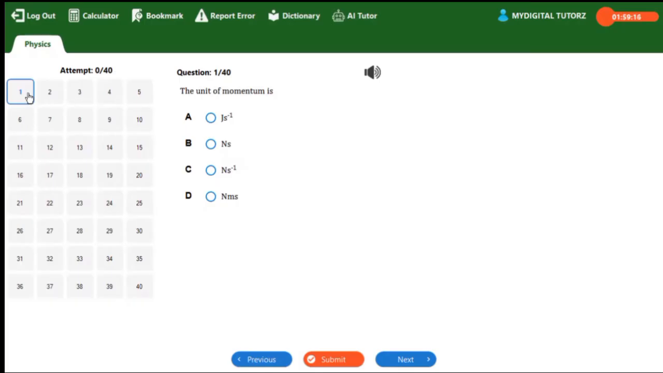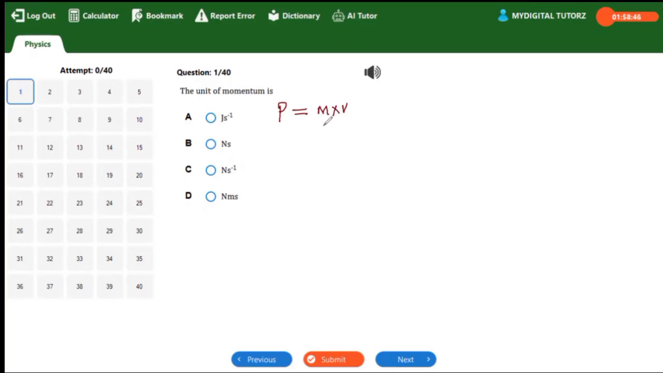So the first question says, the unit of momentum is A, joule per second, B, Newton second, C, Newton per second, and D, Newton meter second. So what is momentum? Momentum is represented as P equal to mass times velocity, the product of mass and velocity.